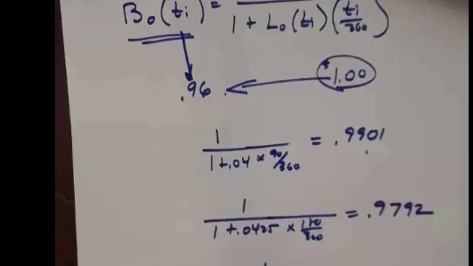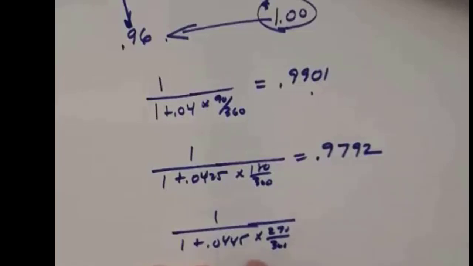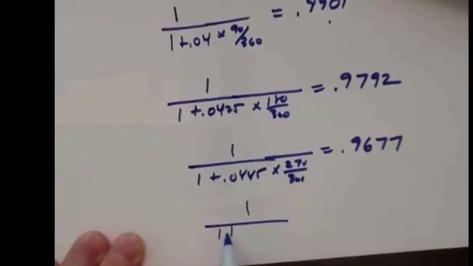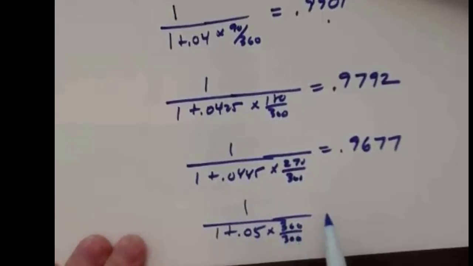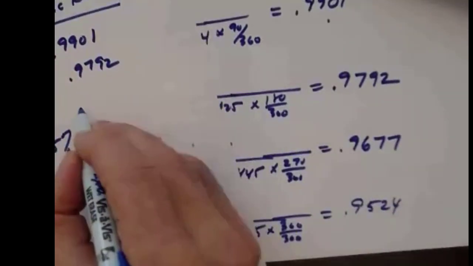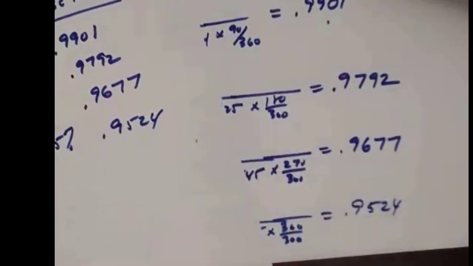The next discount rate recognizes the fact that it's a 3-month or a 3/4 period. And so that comes out to 0.9677. And then the last one would be really no adjustment because it's 1 year. Multiplying it by 360 divided by 360 doesn't do anything. And that's 0.9524. So therefore, our discount rates are 0.9677 and 0.9524. The discount rates are declining.